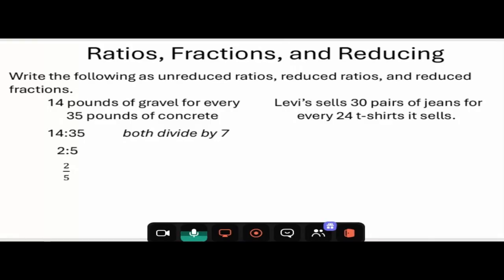Levi sells 30 pairs of jeans for every 24 t-shirts. I'm sure that's incorrect, I just made it up. That is the ratio 30 to 24. So 30 jeans for every 24 shirts.